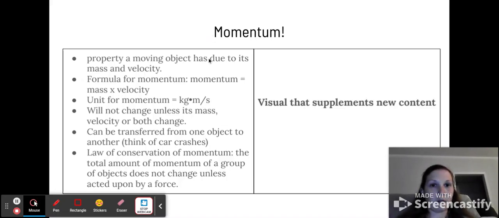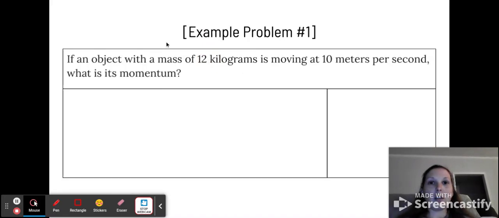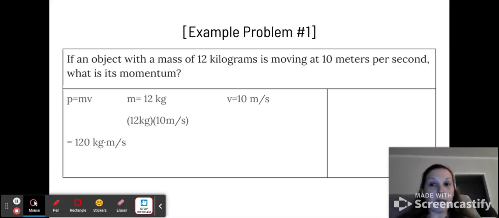Okay, so let's look at an example to calculate momentum. This says if an object with a mass of 12 kilograms is moving at 10 meters per second, what is the momentum? So our formula is P is equal to mv. Our m is 12 kilograms. Our v is 10 meters per second. So we're just going to multiply those together, and we're going to come out with 120 kilograms times meter per second.